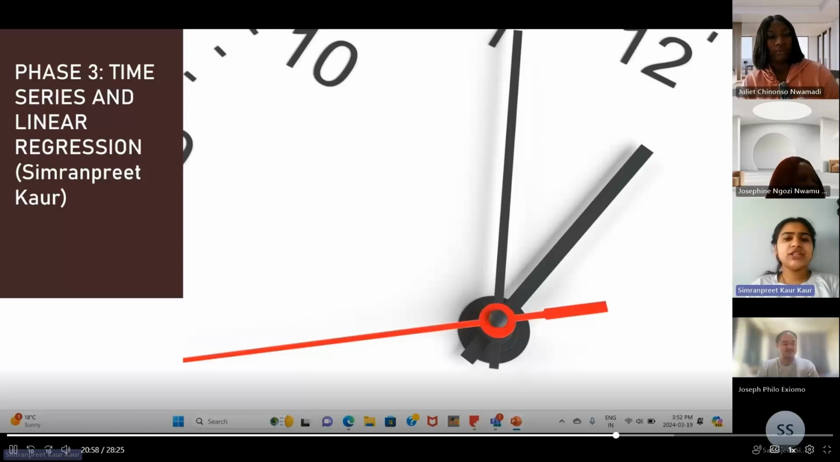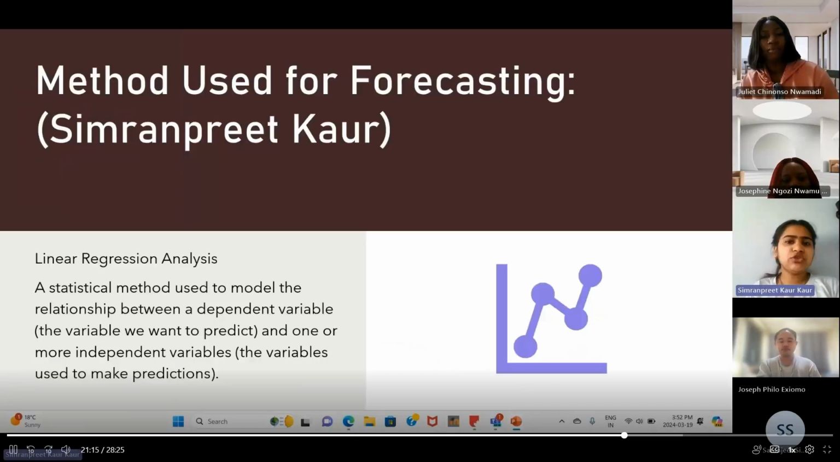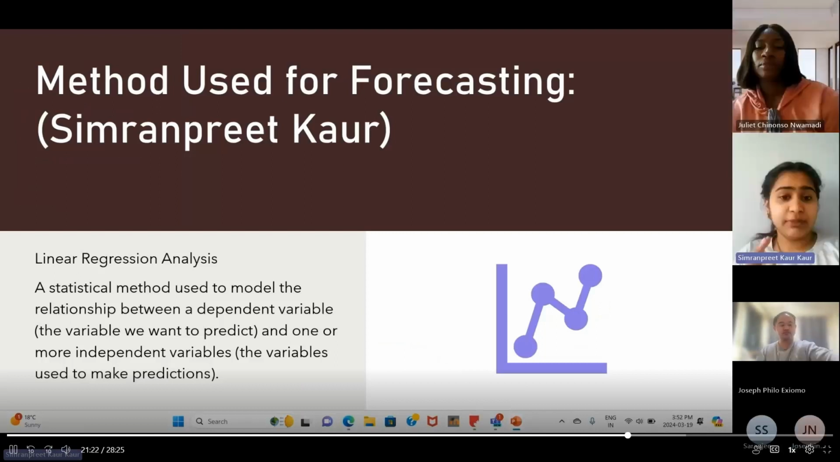In this phase, we are going to make a forecast or prediction related to the stock price movement and volatility of all the three: the two indexes and the company, S&P, Dow Jones, and Manulife. So, which method was used for the forecasting? The linear regression analysis. This is a statistical method which is used to model the relationship between the dependent variable and one or more independent variables.